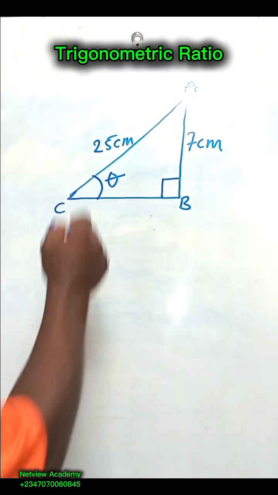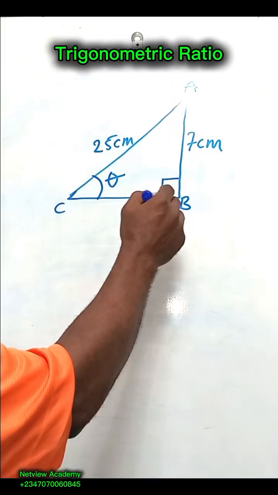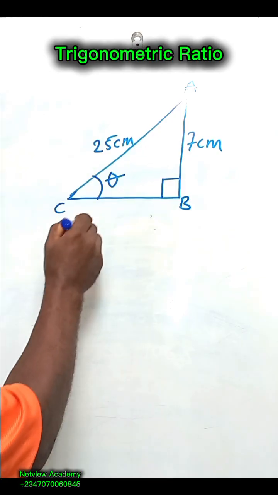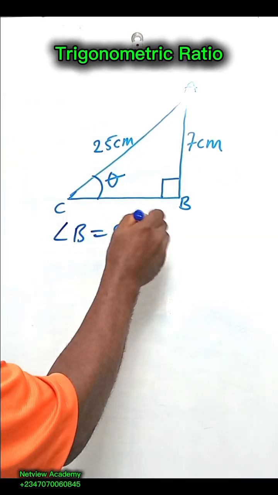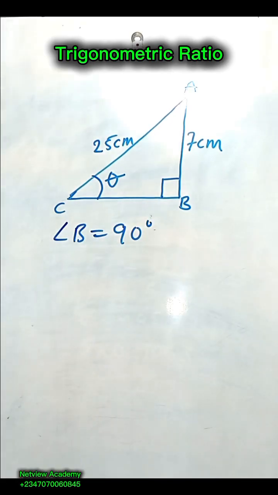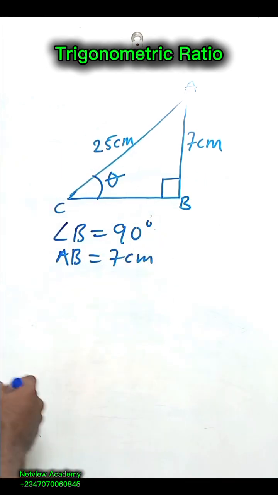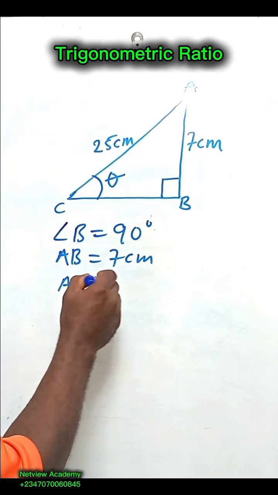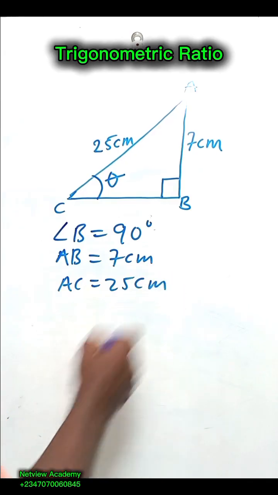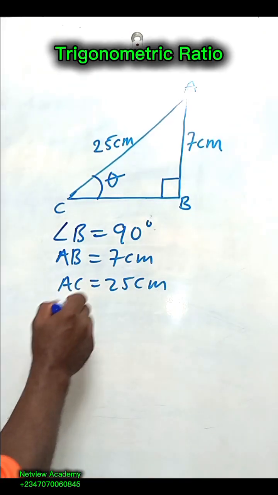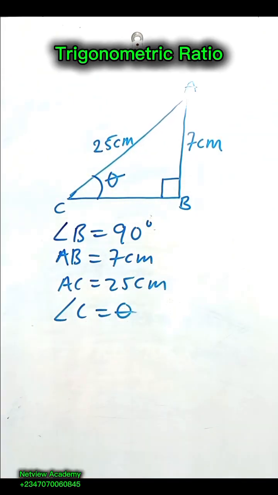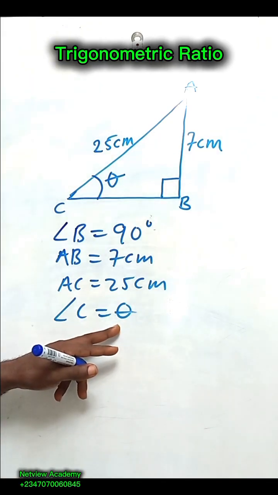Look at this question. Triangle ABC. Angle B is equal to 90 degrees. AB is equal to 7 cm. AC is equal to 25 cm. Angle C is not known. So in this question, we have to find the value of angle C.